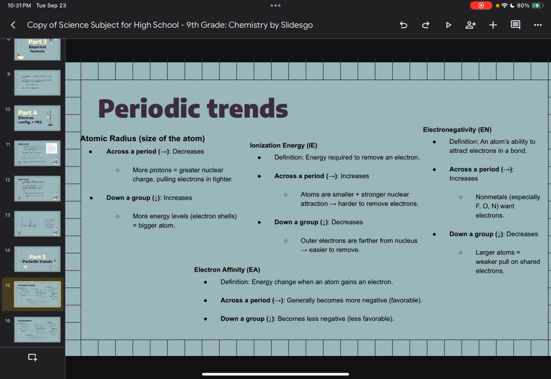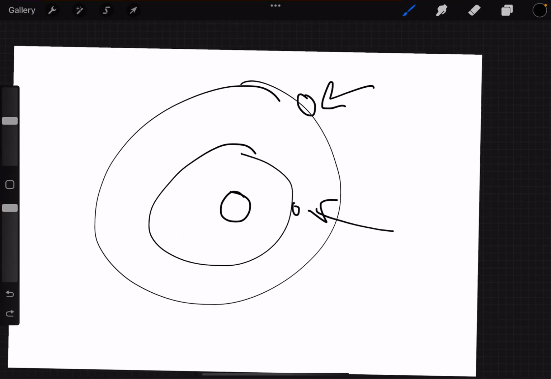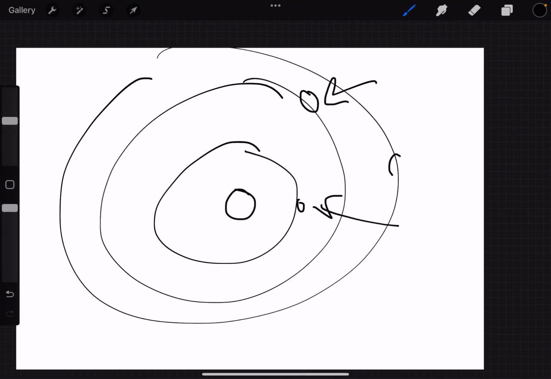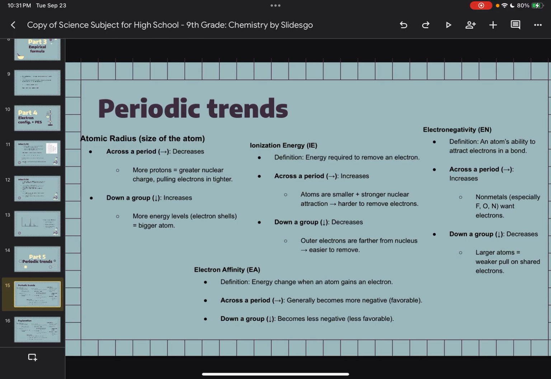However, when you go down a group, it'll be easier to remove, essentially for the same reason. More electrons means more shells, so it's easier to pluck off from the outer shells because it's not as attracted to the nucleus.